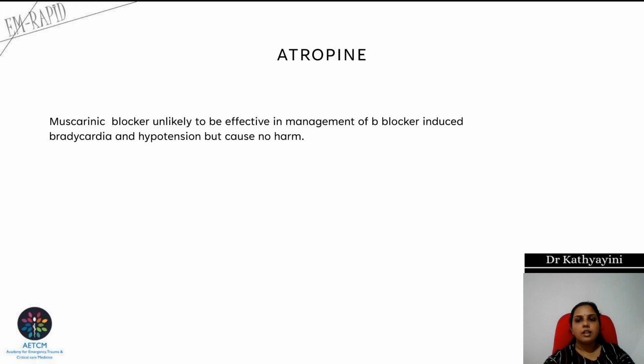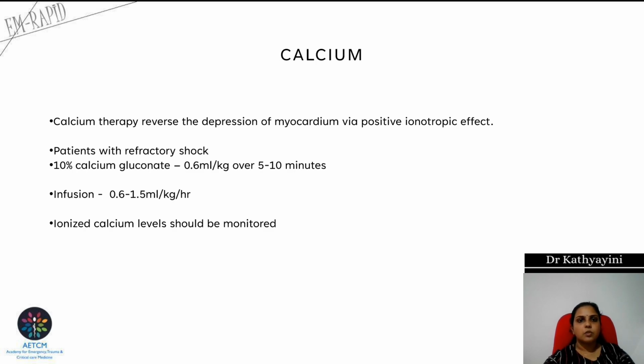Next drug is atropine. Atropine is the drug of choice for any bradycardia. We can give atropine 1 mg IV. Then calcium. So calcium therapy basically reverses the depression of the myocardium via positive inotropic effect. So in patients with refractory shock, we can go for calcium salt administration.